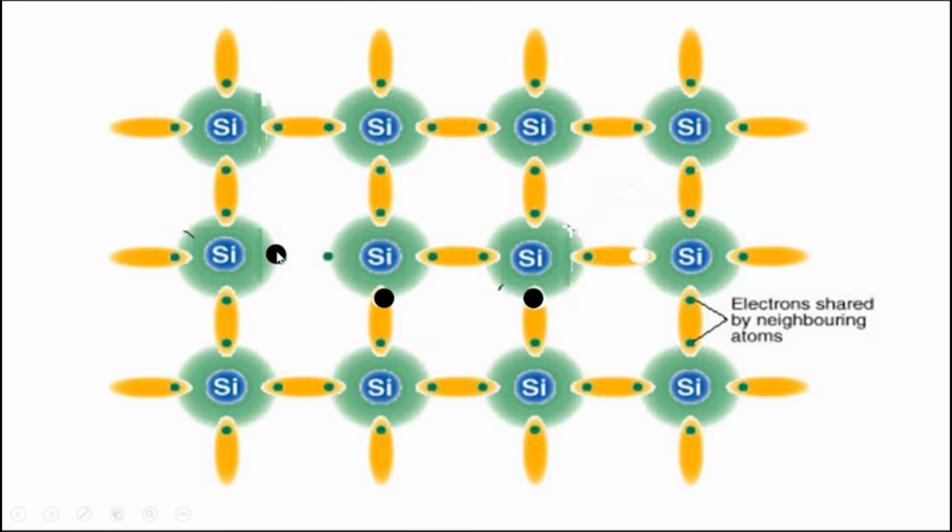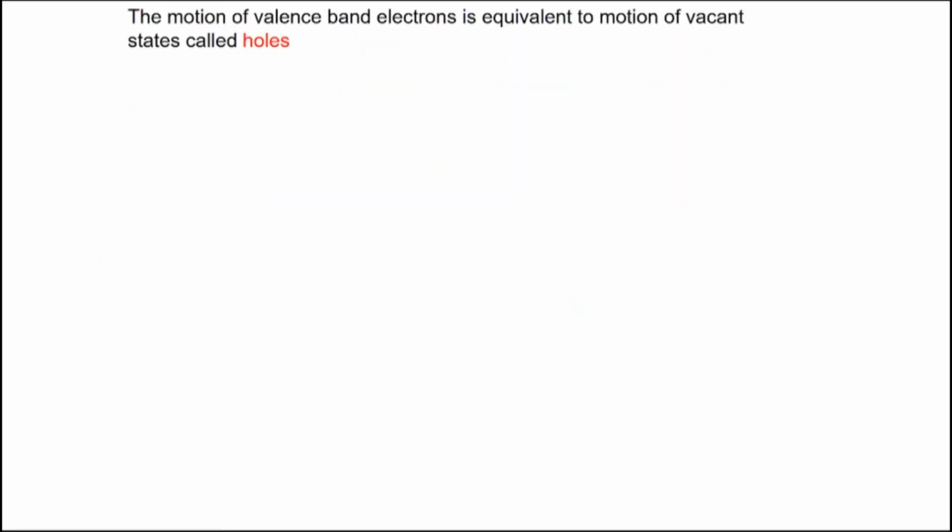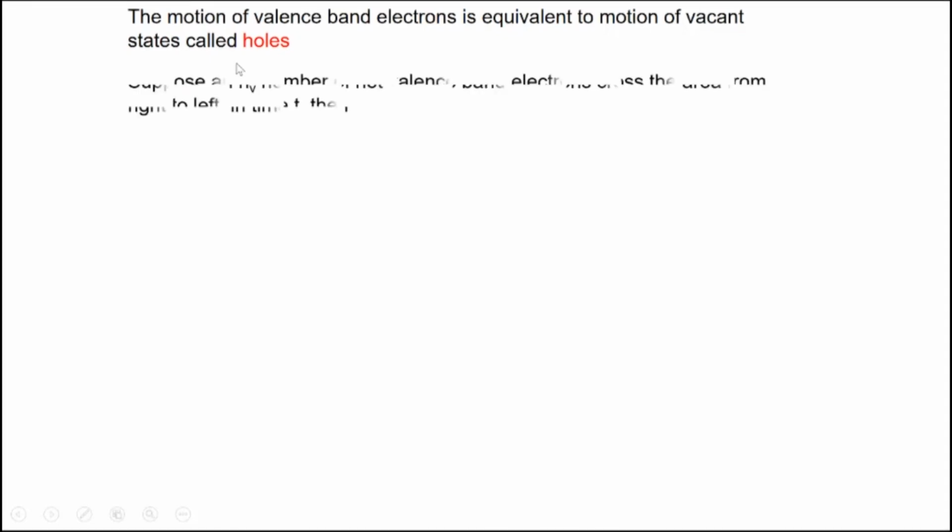Instead of 3 electrons moving like this, it's much simpler to talk about a hole which started from here, went here, went here, and went here, and arrived here. So instead of 3 electrons, 1 hole here. And the net effect of the current carried by these 3 electrons is the same thing as this hole which started from here and ended up here. And the net effect is the same as this particular hole, provided we assign a positive charge to it. So the motion of valence band electrons is equivalent to motion of vacant states called holes here.